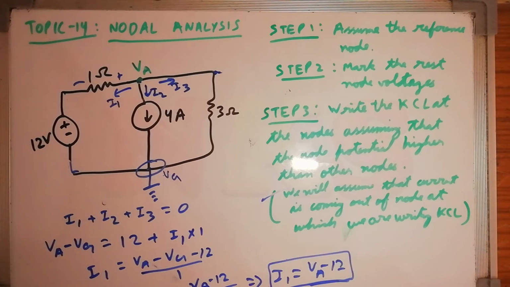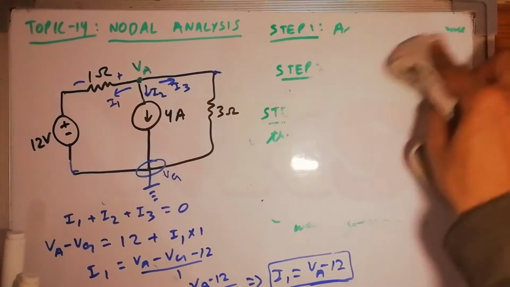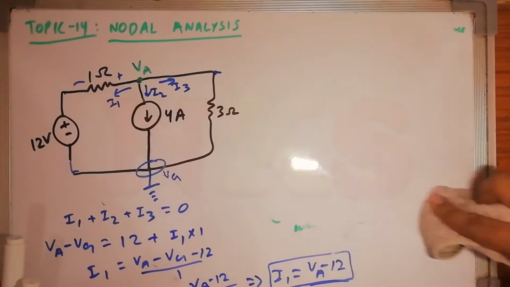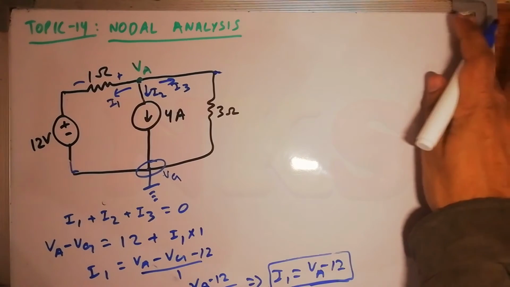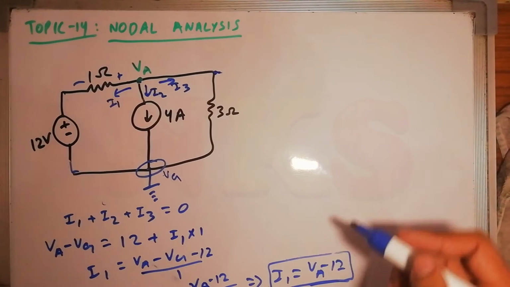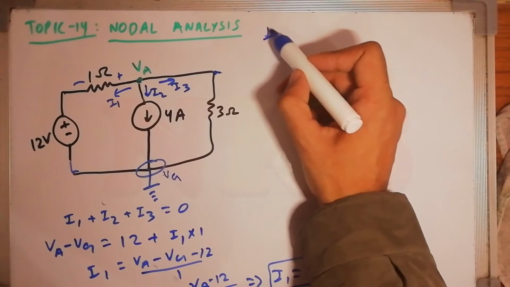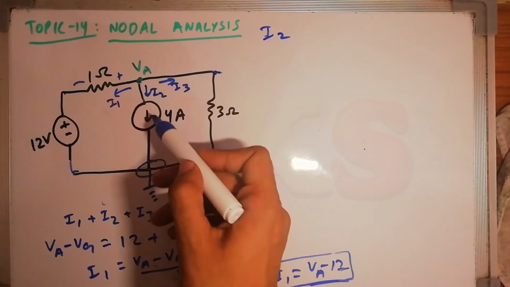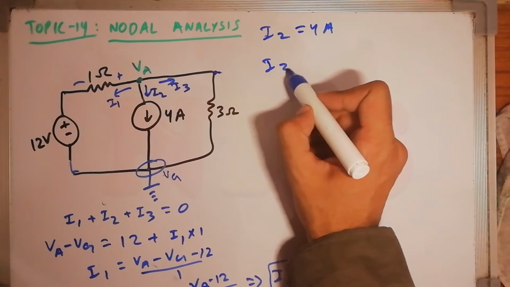Similarly, I am writing these steps so that we could find the equations for I2 and I3 similarly. I have told you before how to write KVL. I am hoping that you have watched previous videos of this playlist, so it will be easier to understand. So I1 is VA minus 12. Now let us write I2. There is already a current source, so I2 has to be 4 amperes. Simple.